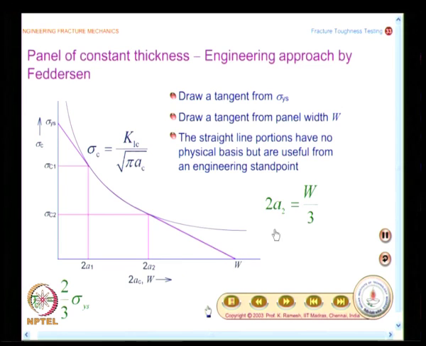From this, you could also go and find out what could be the minimum panel width. We will see that.